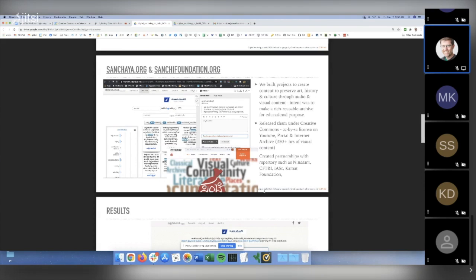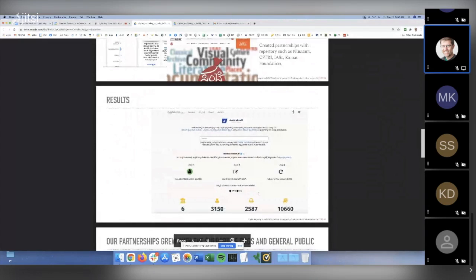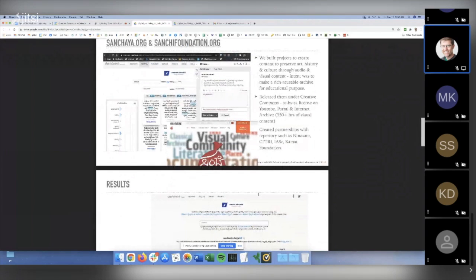and we released the content under CC. And along with that, we also worked on building art history and culture audio visual documentation for our language under our Sanchaya Foundation. So far we have recorded around 350 hours of visual content, and we have made it available on various platforms. And this helped us build a lot of partnerships such as NINASAM, CFTRI, IASC, Kamath Foundation, etc.